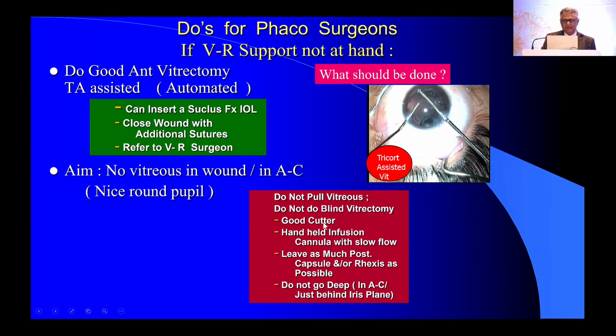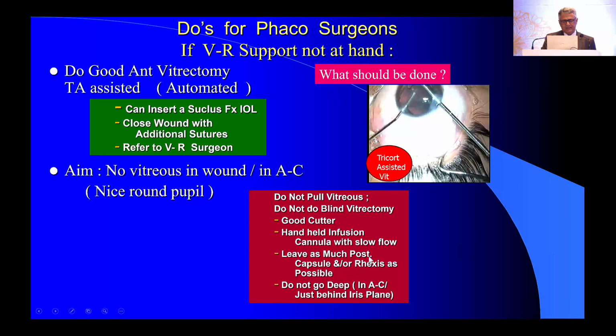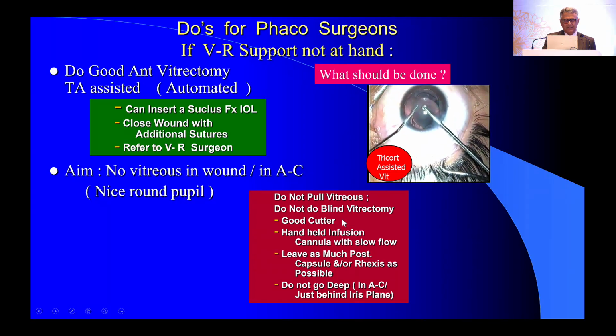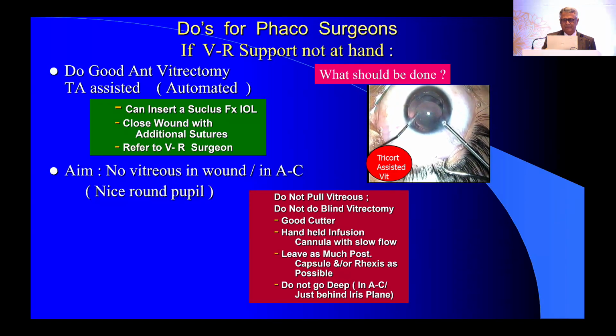So a good cutter, hand-to-hand infusion, slow infusion, because if you have fast infusion, it will hydrate and push more vitreous. And leave as much rhexis, both anterior as well as posterior, so that the lens can be supported. And as Priya was saying, do not go deep. Have a horizontal plane of action, rather than an action like this. Just behind the iris plane, keep doing the vitrectomy.